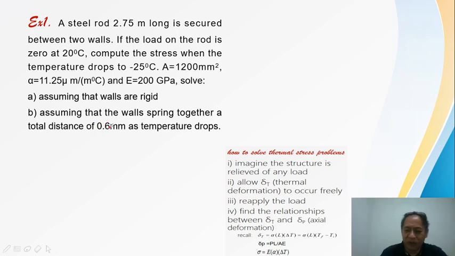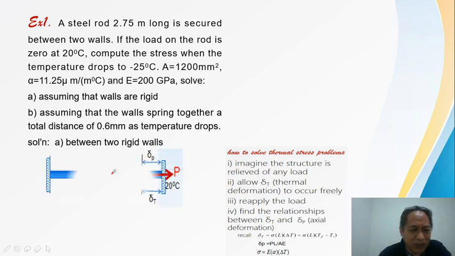Okay, so let me start with A. Solution for A: because the walls are rigid walls, it is a kind of unyielding support. Or you may have the diagram. You can draw a diagram, and you have to show that the deformation due to stress, due to load, and the deformation due to temperature are the same. So, if this is the original length, just enough to touch the support, and then it is dropped to negative 25 degrees.